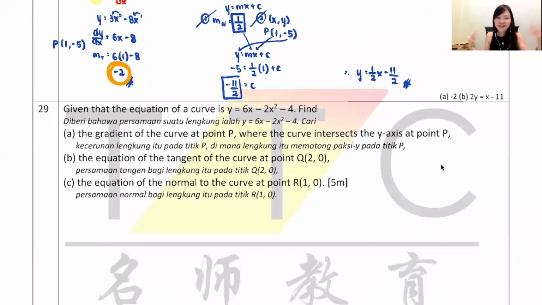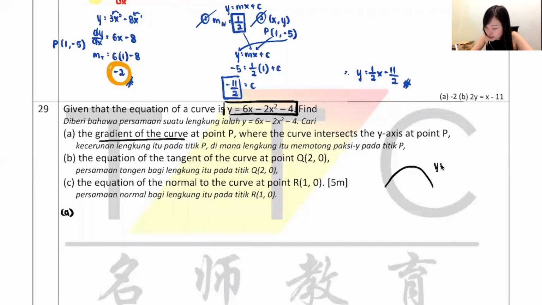Okay, 29. They say, given that the equation of a curve is this one. So guys, they give me a curve equation. Like again, A, find the gradient of curve at point P, where the curve intersects the y-axis at point P. I don't know whether you understand, but let's say you don't understand. I draw for you, okay? So I draw a mini version here. So guys, let's say I think the curve looks like this. So let's say this is the curve.